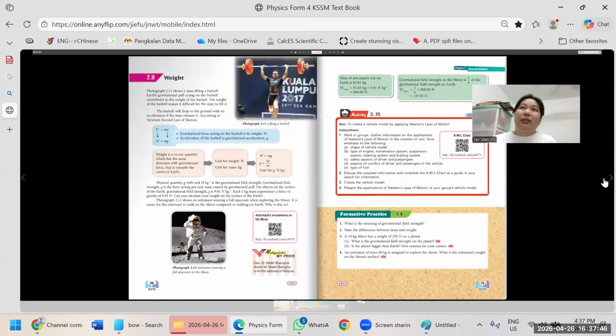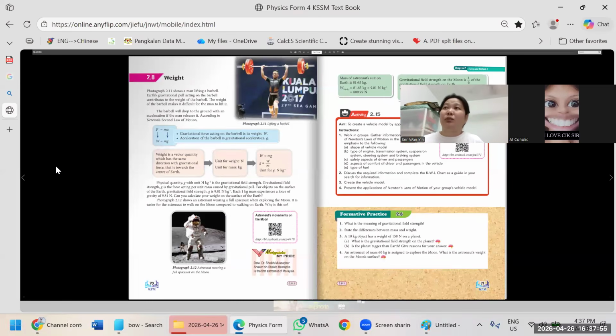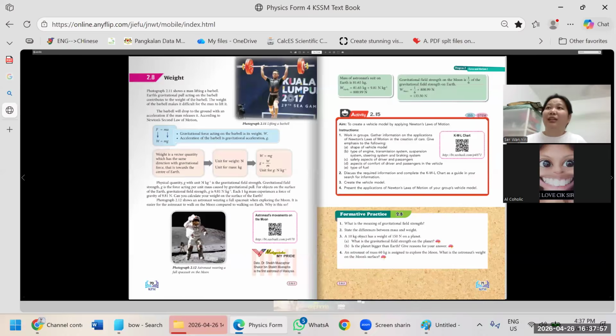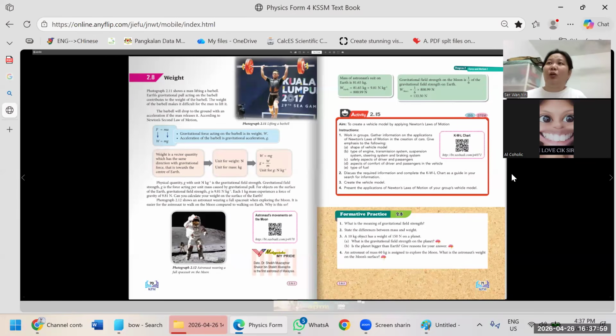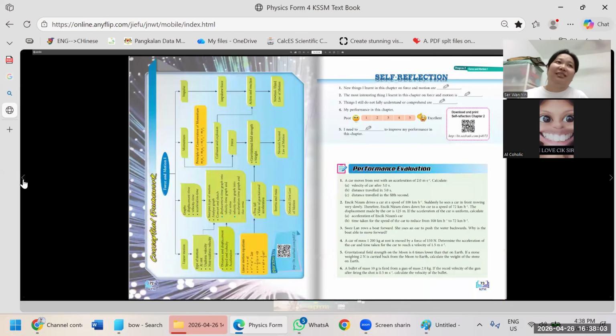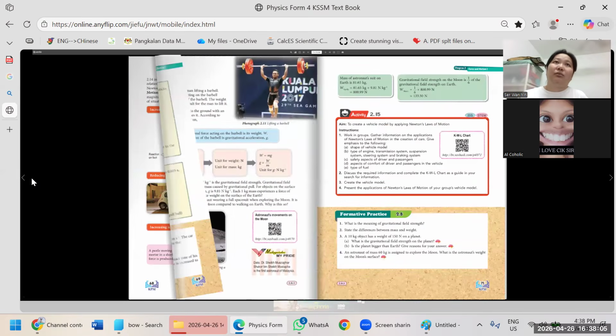Number 1, weight is a force. Air resistance is also a force. Okay, so it's free fall.